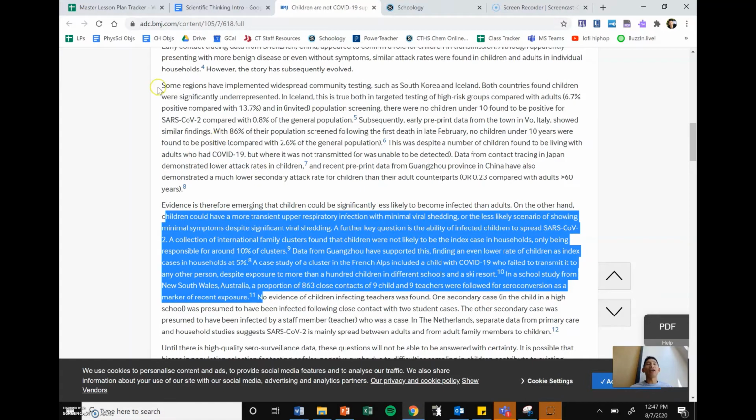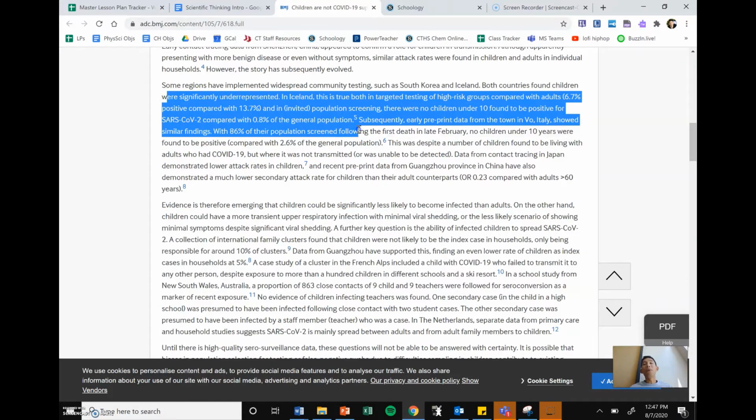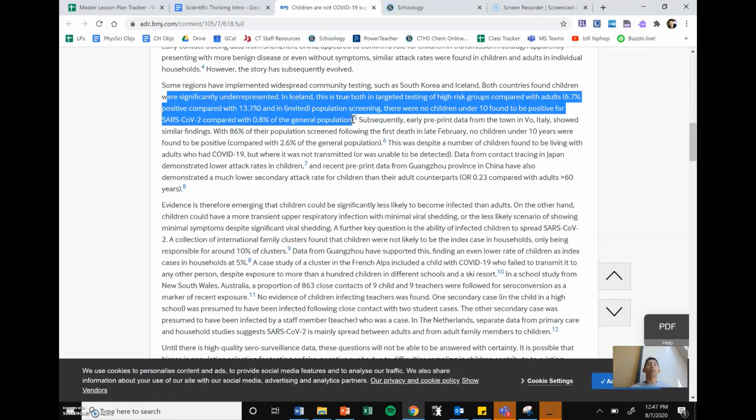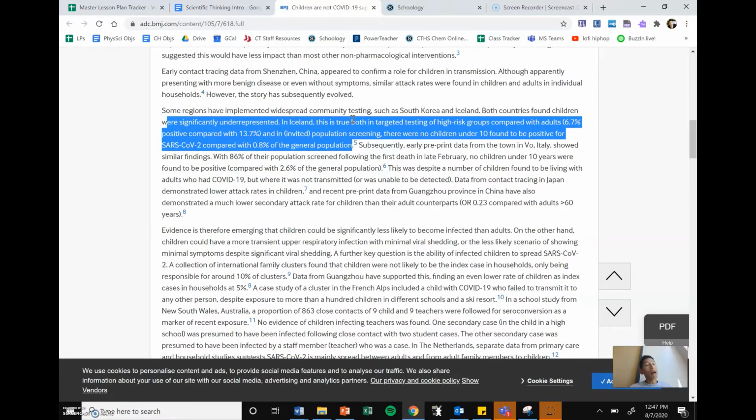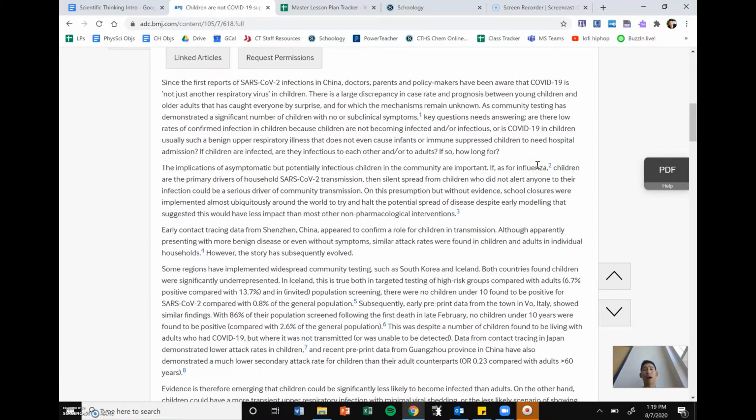This is a secondary source, and they are communicating findings from other studies. So even though this seems to be a very trustworthy source, it is not a primary source. Just to summarize with a brief comment, what this article is saying is a lot of studies have shown that the infection rate amongst children seems to be lower than the overall general population.